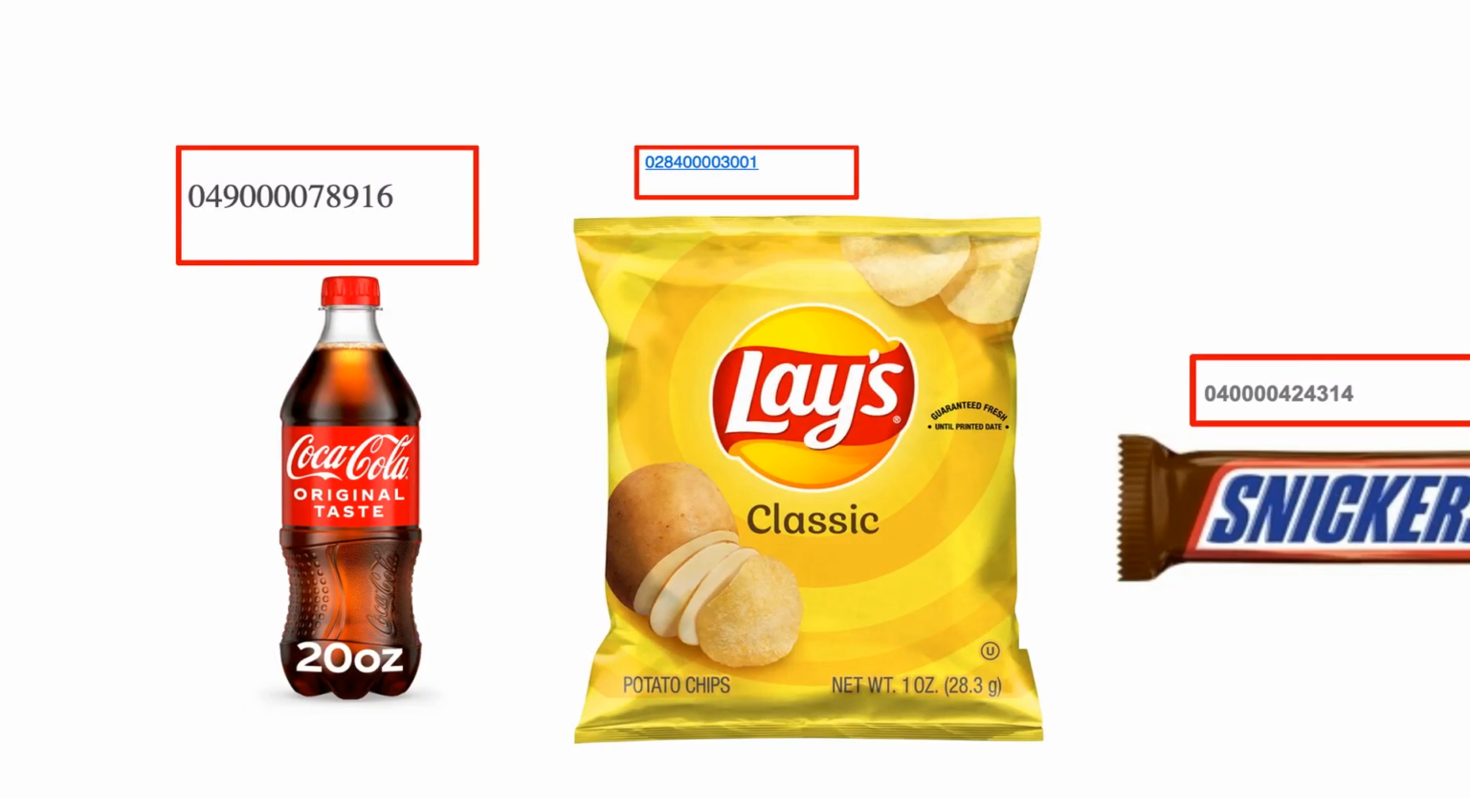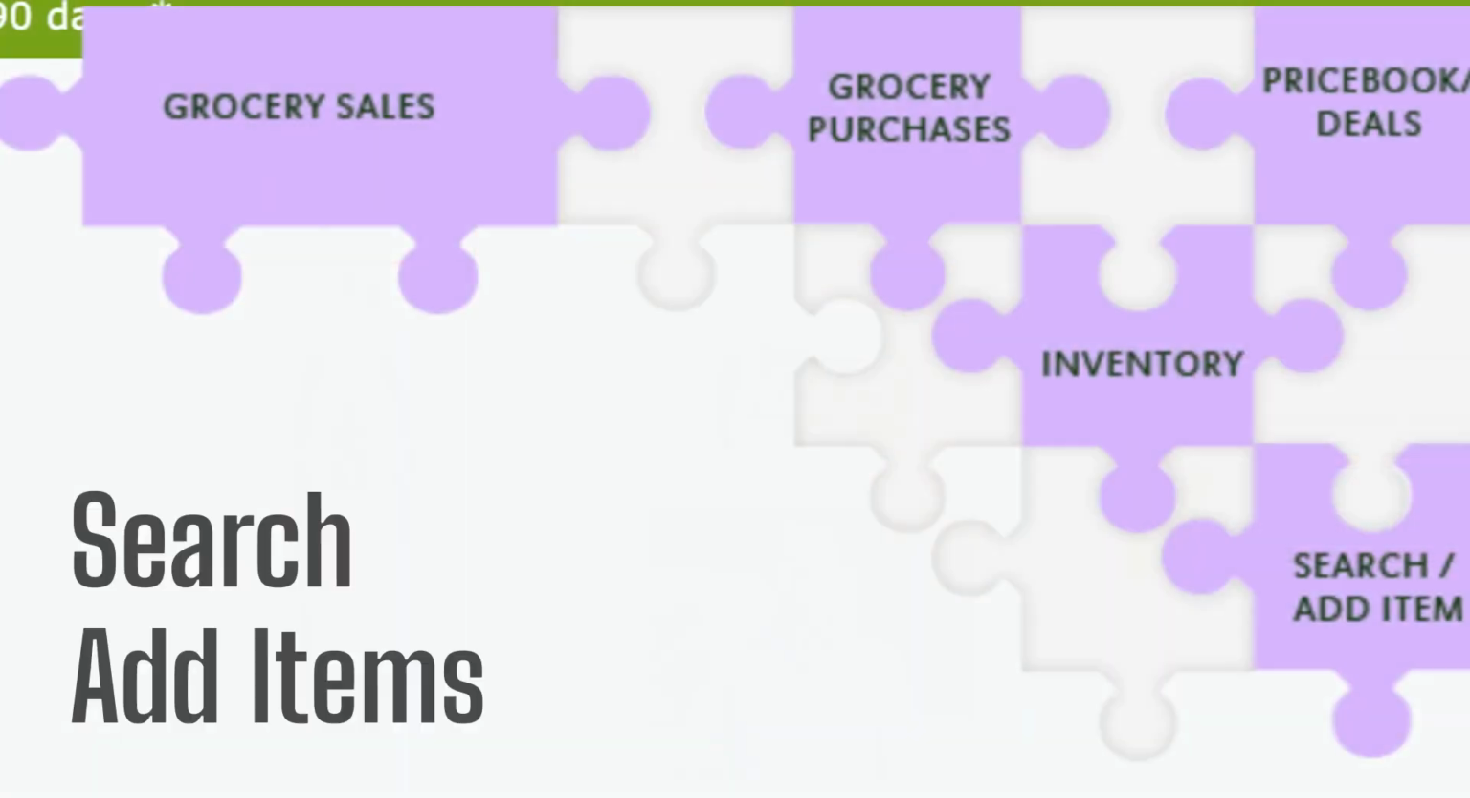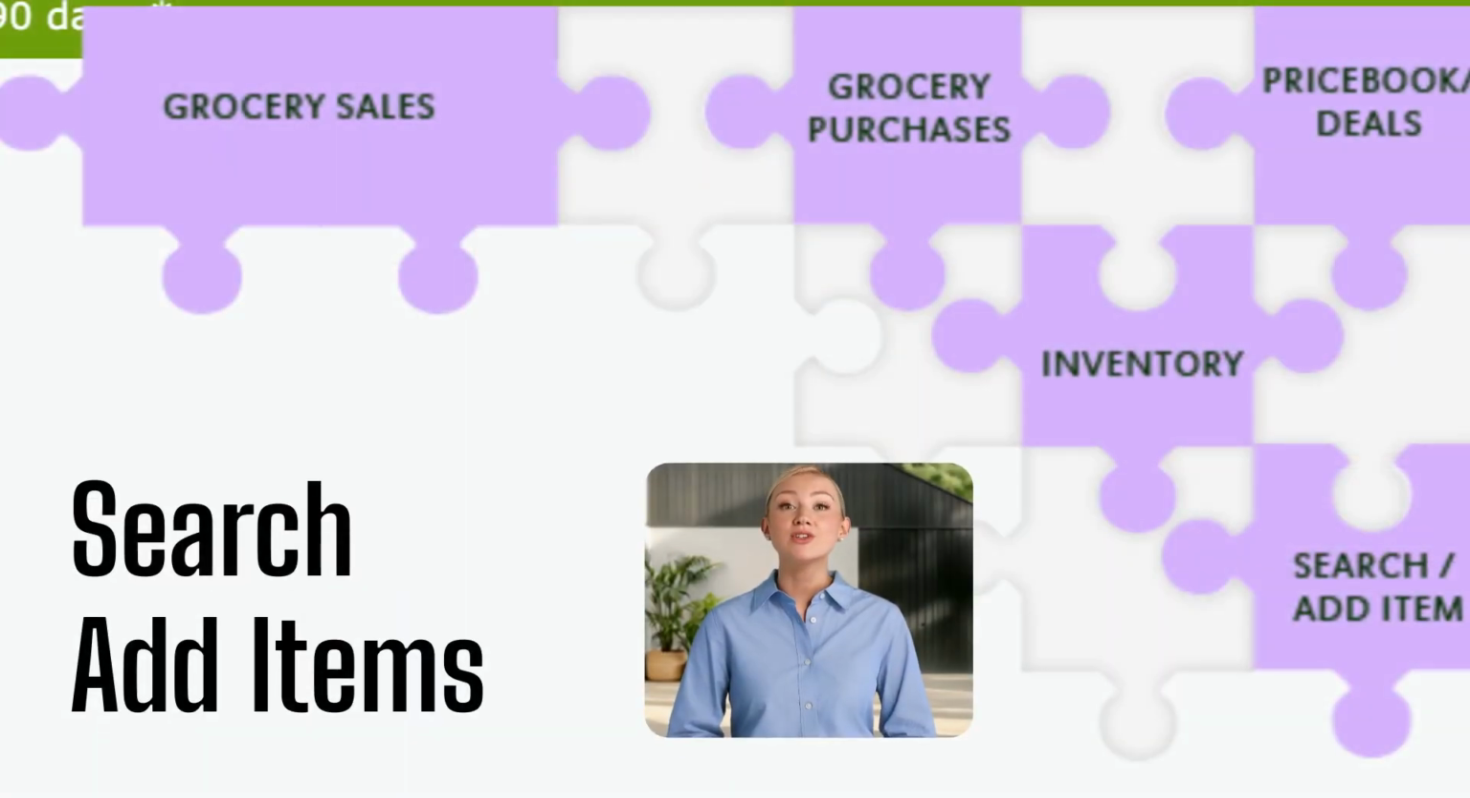Before we navigate into the back office, let's identify a few sample items that we can refer to throughout this training. We have a 20-ounce Coke, a 1-ounce bag of Lay's chips, and a Snickers. We will use these UPC codes to initiate various searches within the grocery module. Let's get started by exploring the search ad items functionality.